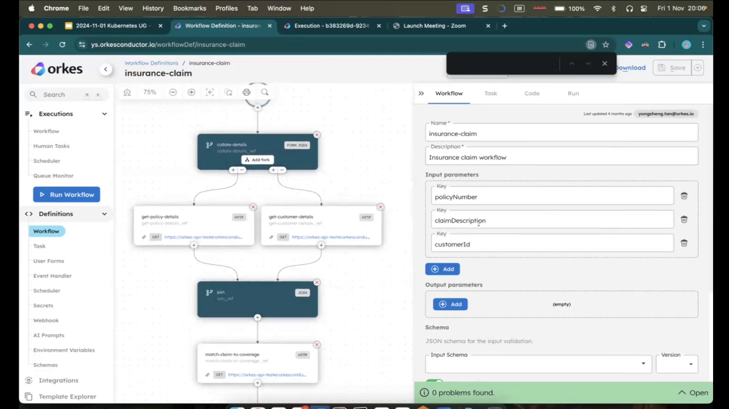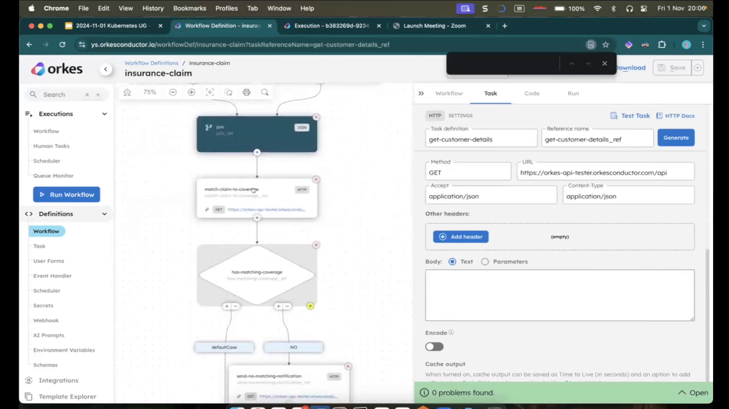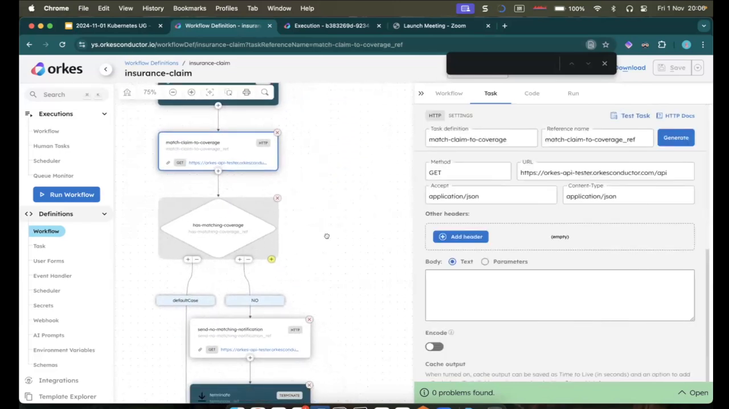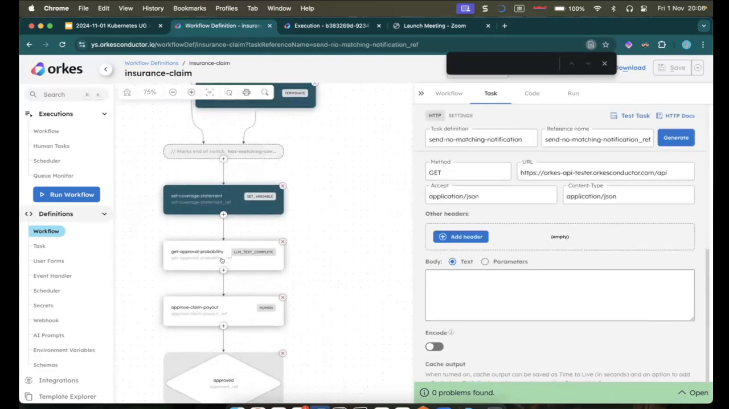So you feed different things into that process, for example a policy number, a claim description, a customer ID, and maybe it goes into different endpoints to fetch customer data and fetch your policy details. It does a bit of matching, and then it sends you a notification in case that doesn't match.